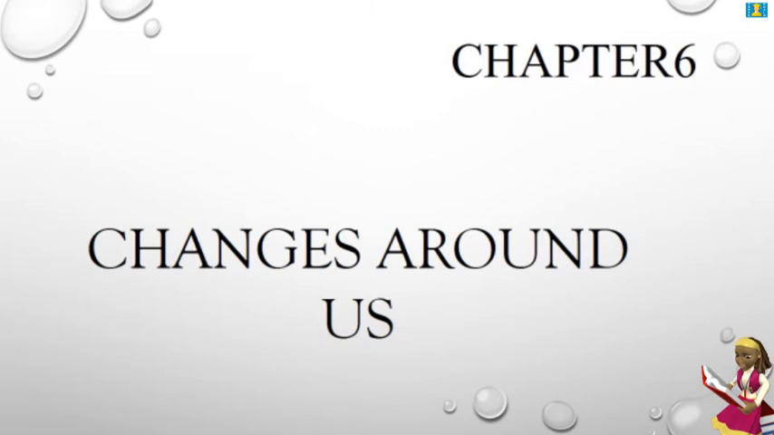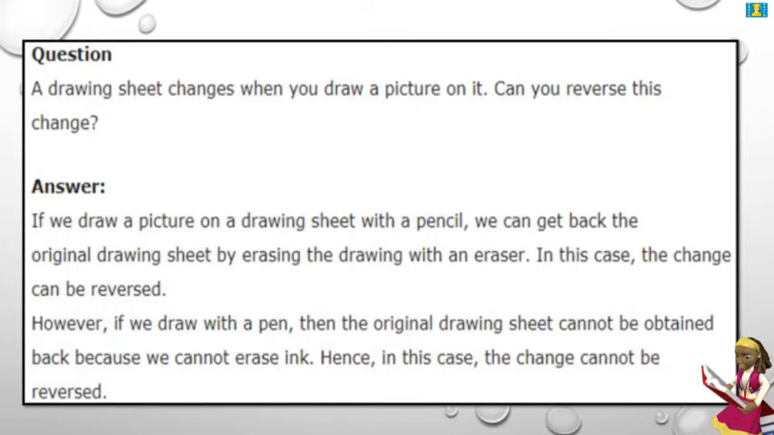Chapter 6, Changes Around Us. The first question is, a drawing sheet changes when you draw a picture on it. Can you reverse this change? Answer: If we draw a picture on a drawing sheet with a pencil, we can get back the original drawing sheet by erasing the drawing with an eraser. In this case, the change can be reversed.